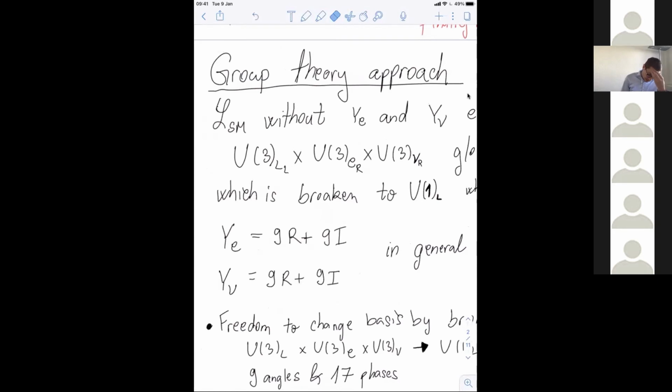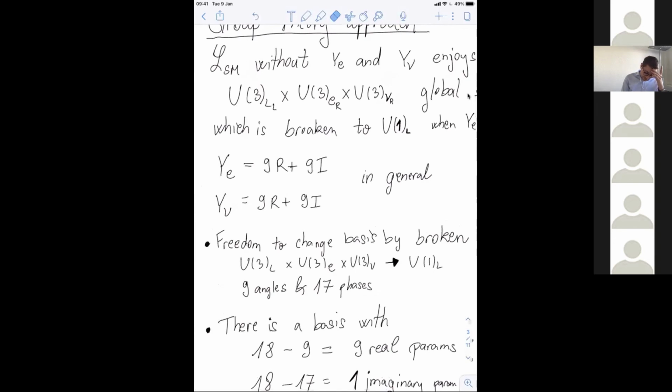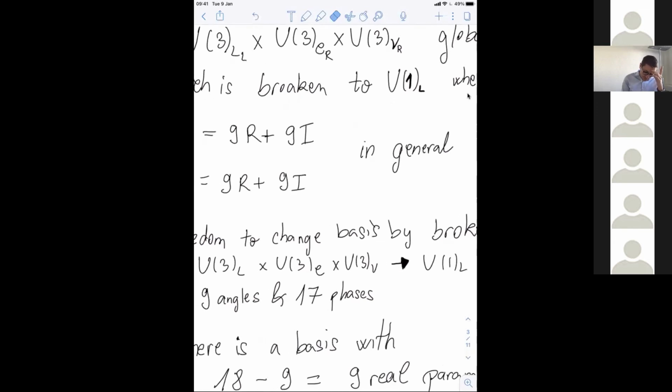When looking at Yukawa E and Yukawa Nu, they are 3 by 3 complex matrices. So in general, they have 9 real and 9 imaginary parameters each. Okay, so let's look at the breaking structure of the flavor group. So we have U3 cubed, which is broken to U1 lepton number. How many broken generators do we have here? Remember, a unitary matrix has 3 angles and 6 phases. So in total, we have 9 angles because all the angles are broken and 17 phases. At the beginning, we have 18 phases, but one of the phases is a symmetry. A symmetry cannot be used to change bases because a symmetry phase means that in any basis, the term is the same, is invariant. So we have 9 angles, 17 phases.